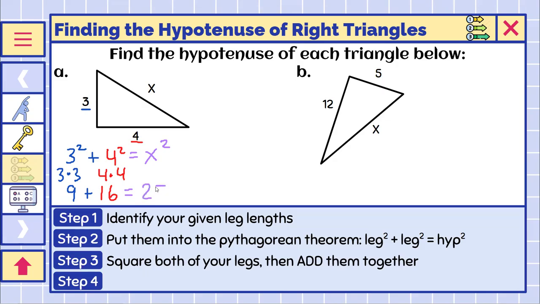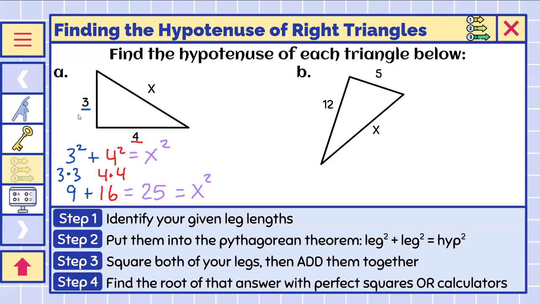We're not done yet, though. That's not the hypotenuse. 25 is x to the power of 2. We want just x. So this is x to the power of 2. Then, like we did in a previous lesson, our last step is to find the root of both sides.